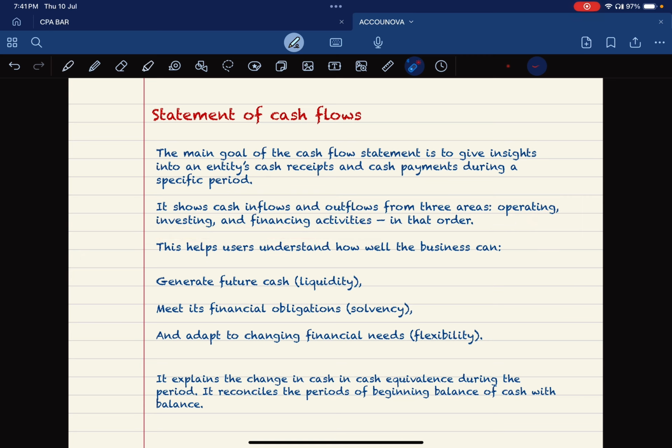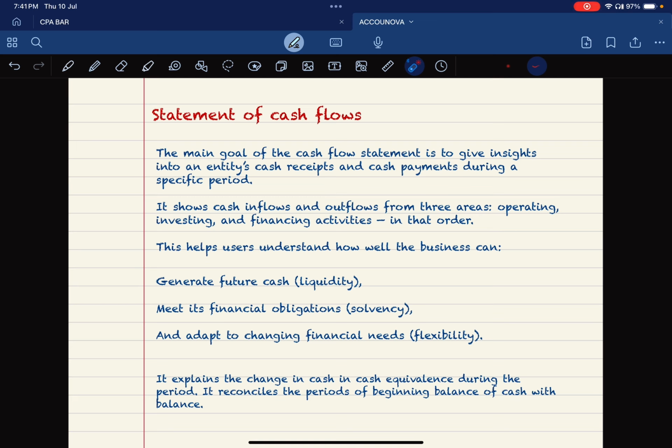Okay. So always remember the statement of cash flows is always reported in operating, investing, and financing activities. That is OIF, in the same order. First, the operating activities will be reported. Next section will be of investing activities, and then the financing activities. Don't jumble up the activities, okay? It should be OIF.